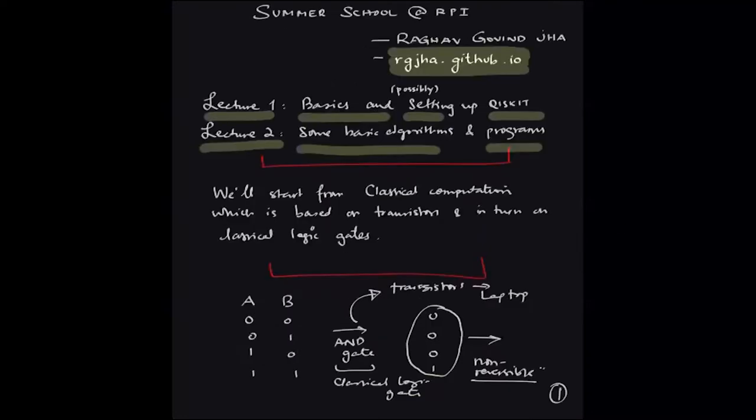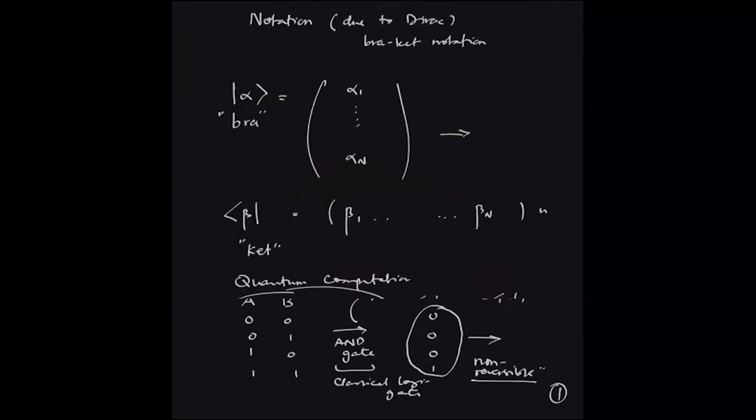So for example, I told you that the AND gate is a classical logic gate. We'll now write some transformations for quantum logic gates. So if there is any doubt, this is a nice time to ask. Okay, if this is all clear, so it's straightforward.